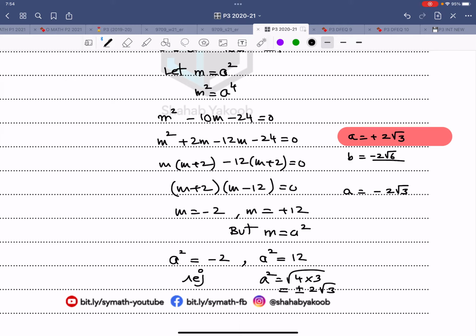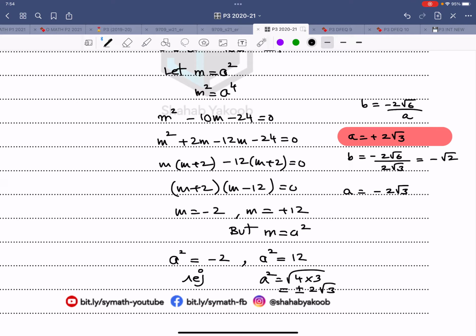And let me write it at the top. b is minus 2 root 6 over a. So this is minus 2 root 6 divided by a. So a is 2 root 3. So therefore, root 6 over root 3, the minus remains, and that becomes root 2. 6 over 3 is 2. That is the first thing that you get.